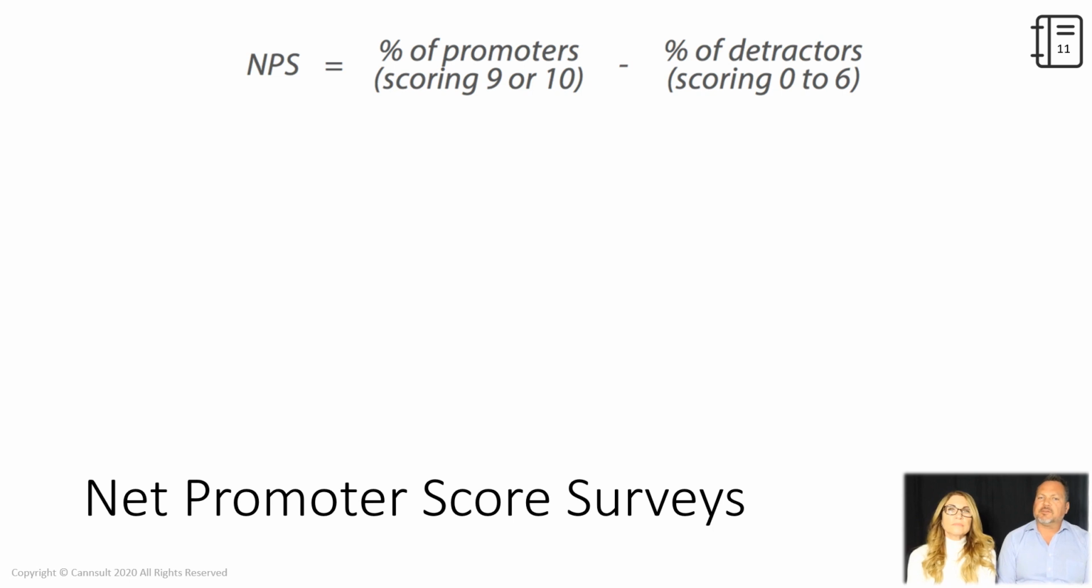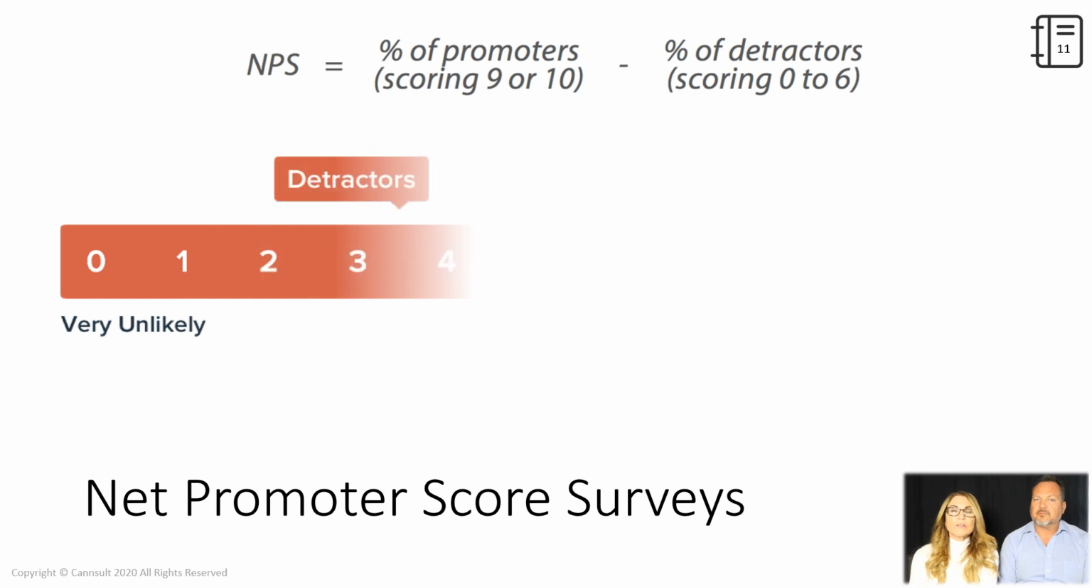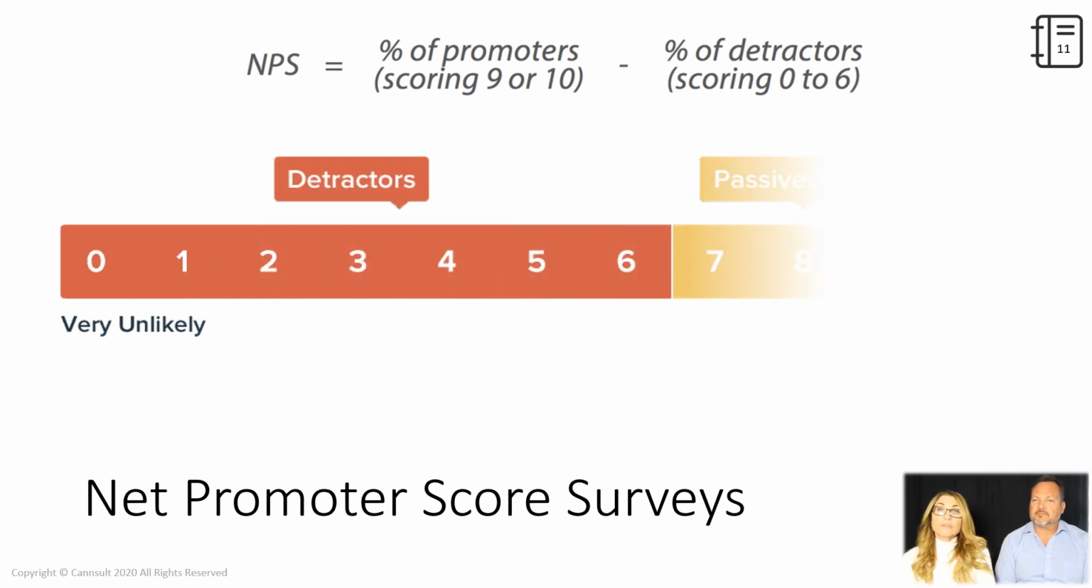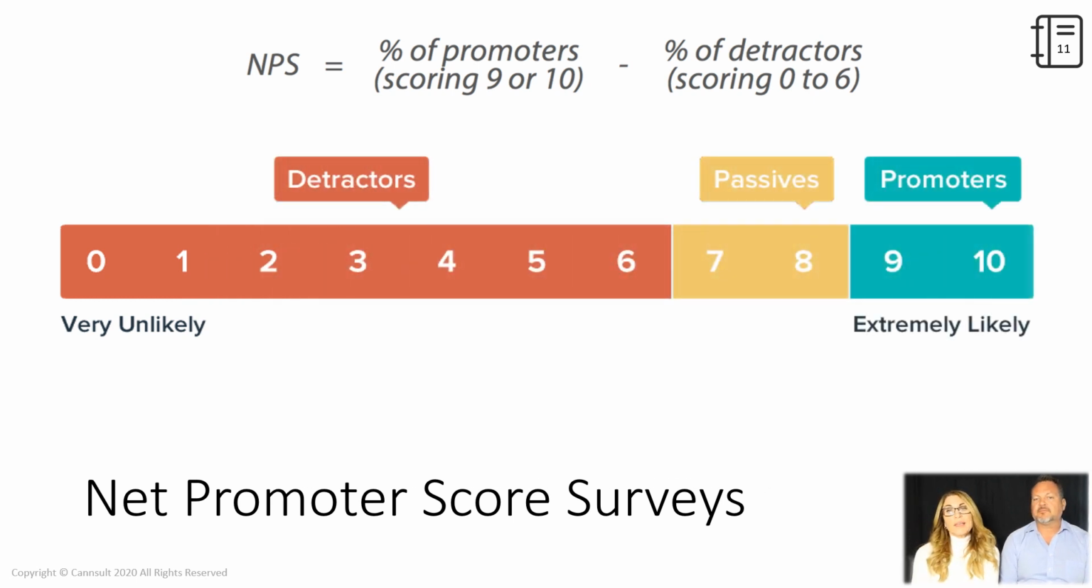A Net Promoter Score survey is the simplest question you can ask your customers. How likely are you to recommend us to a friend or a colleague? It is basically a method to measure your customer's sentiment about your product. People who rate you as 0 through 6 are known as detractors. Those who rate you as 7 or 8 are known as passives. And those who give you a 9 or 10 are known as promoters.